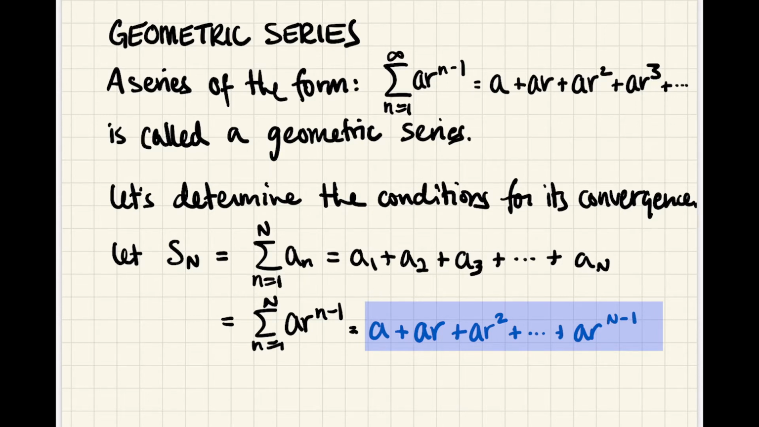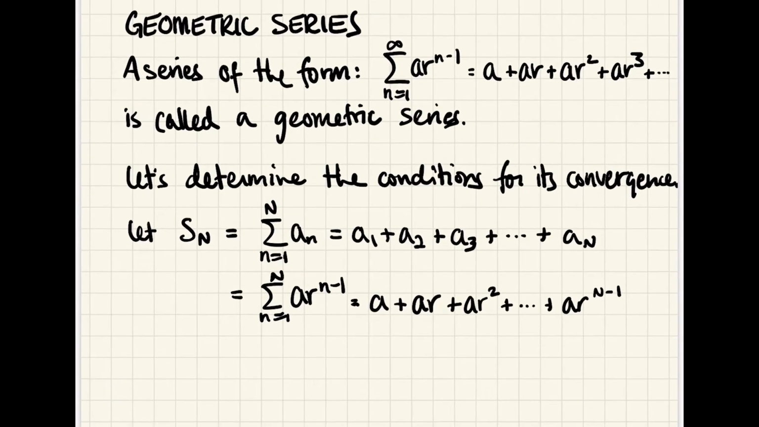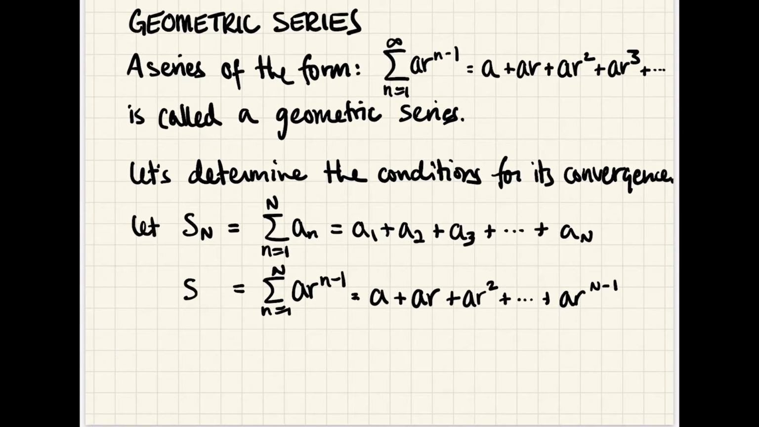However, this expression is written in what's called an open form, which means you can't easily take the limit of it because you've got these dots in the middle. So what we want is a closed form, in other words, an expression without the dots in the middle. For a geometric series, it's not hard to achieve a closed form. What we're going to do is multiply both sides of this by r. So we're going to have r times S_N equal to r times this thing.